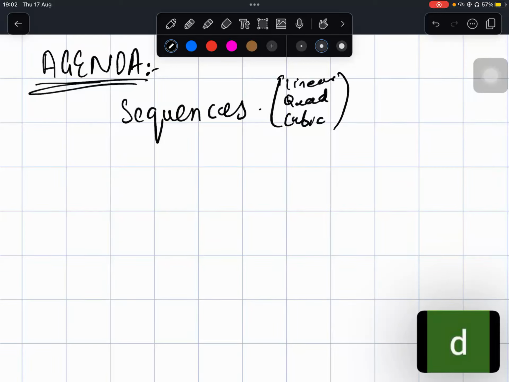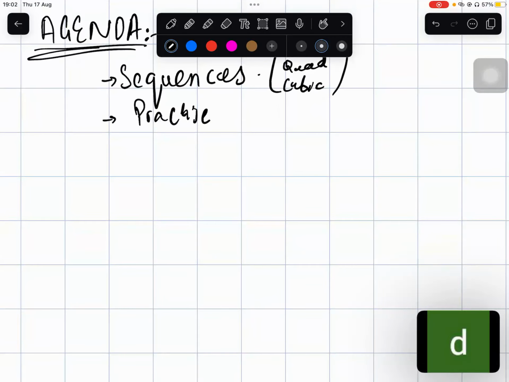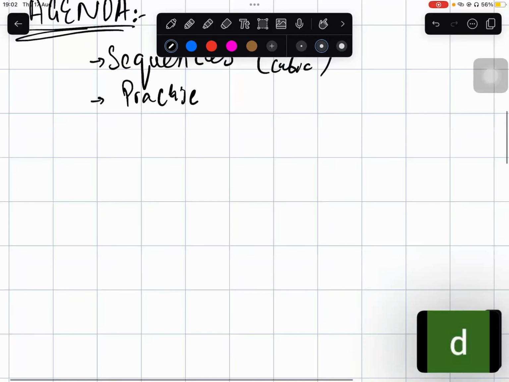Can you see my screen, Daniel? Yes. Okay. Okay, so we'll be doing sequences today. We did discuss the steps of how we are going to approach the sequence problems in the last class. So did you go through the notes again of the last class? Yes. Okay, cool.